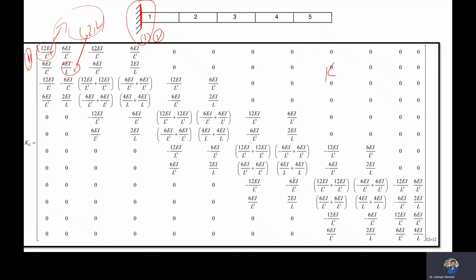Similarly, if we assemble the mass matrix, then also we can get similar type of matrix, and that also will be of size 12 by 12. So now we'll go for your MATLAB solution. We'll see how we can write the code in MATLAB and how we can get the solution and how to plot that eigenvalue eigenvector in MATLAB.